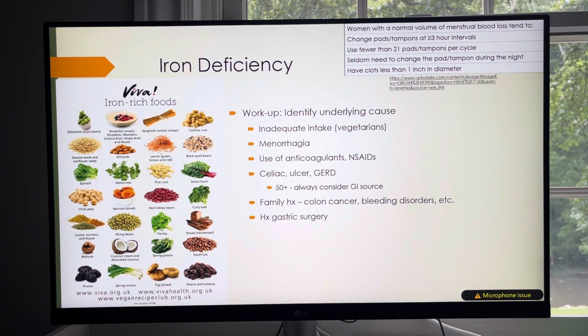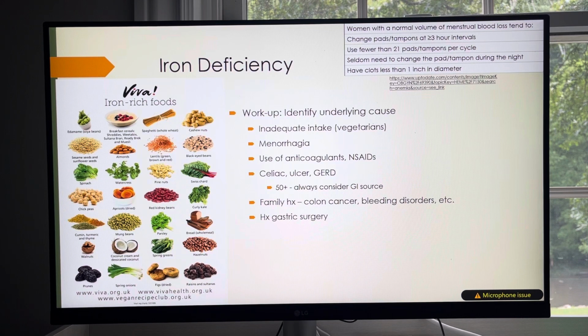Does the patient have an underlying bleeding? Is the patient losing blood somewhere? So questions there, is the patient on an NSAID, increasing the risk for a GI bleed? Is there a malabsorption going on? Does the patient have celiac?